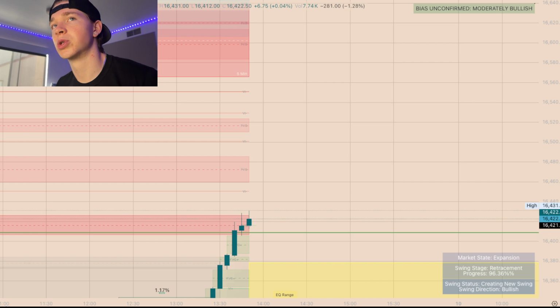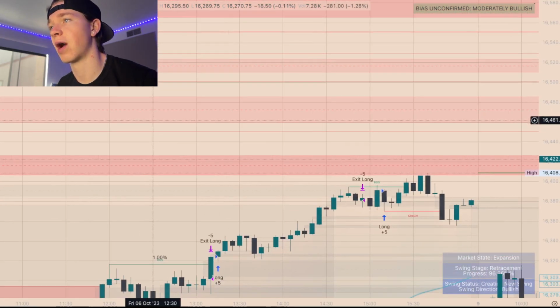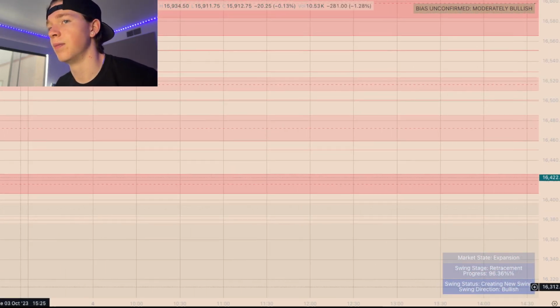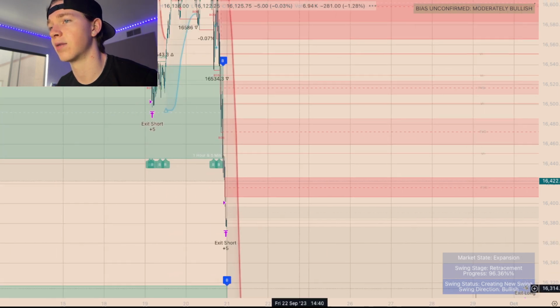Now, we're also retracing this fair value gap right now, so the first thing I'm going to do is figure out where that order block is so I can kind of anticipate.